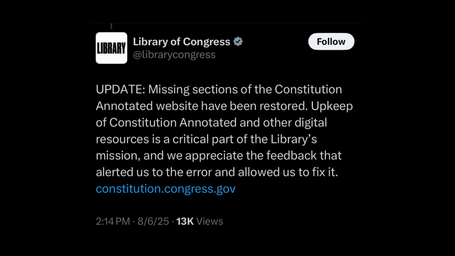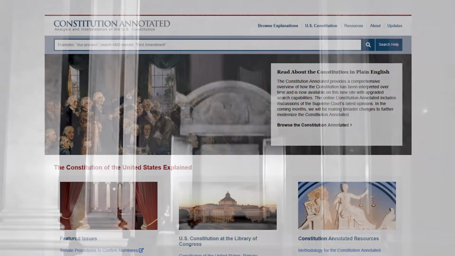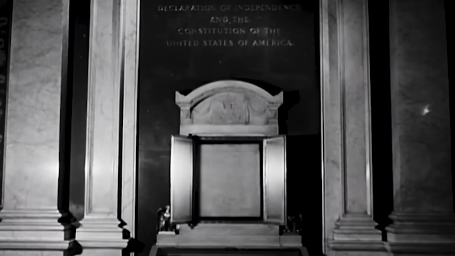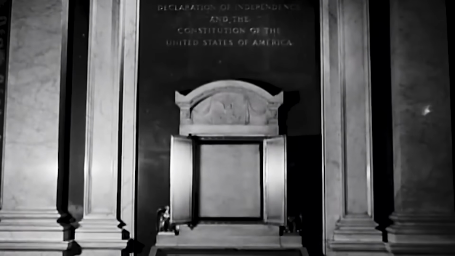And they're telling you right here, the feedback that alerted us to the error, that came from the people. Thanks for the feedback. Because if you don't push back, if you don't point it out, the whole Constitution could just get deleted, or whole parts of it could just be deleted. See, Americans? See how easy it is to delete whole sections of your Constitution?